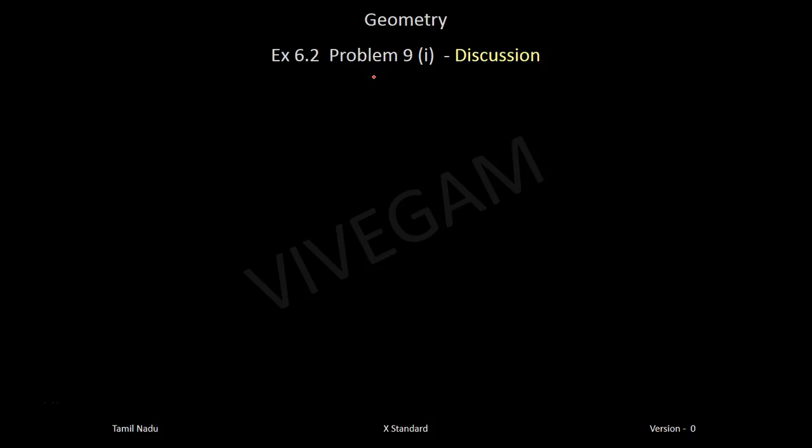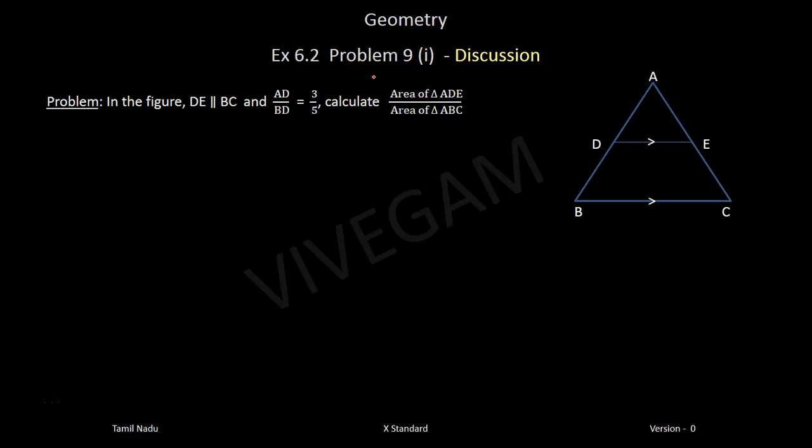Exercise 6.2, Problem 9, Division 1, Discussion. Problem: in the figure, DE is parallel to BC and AD by BD equal to 3 by 5. Calculate the area of triangle ADE divided by the area of triangle ABC.